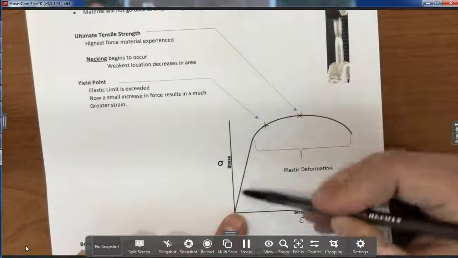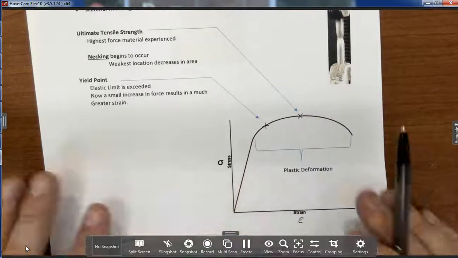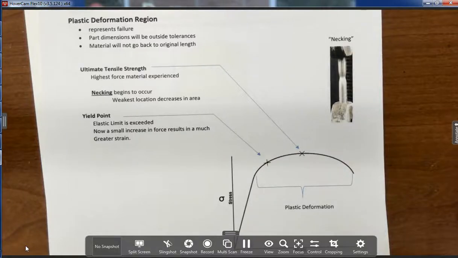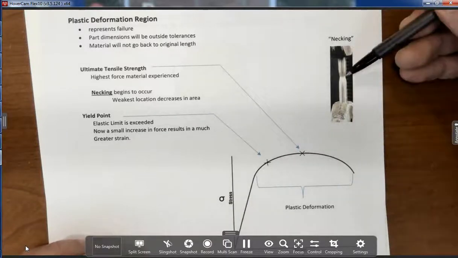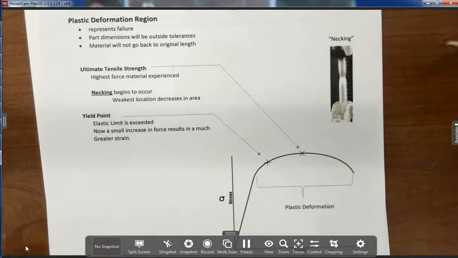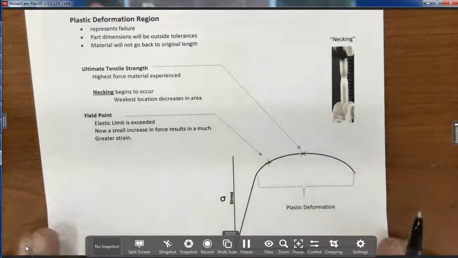So moving past this elastic region, we find ourselves in what's called the plastic deformation region. And this region represents failure. The material has been deformed to the point that it's never going to go back to its original size and shape. So we've actually damaged it. It hasn't broken and separated yet, but if you take the load off, it's going to look different than it did before we loaded it. So this little graphic here with the necking happening, you take the load off, and this is not going to go back to a nice smooth cylinder anymore. That's permanent damage.